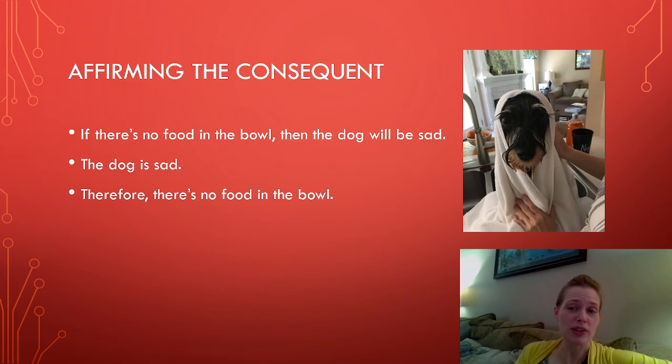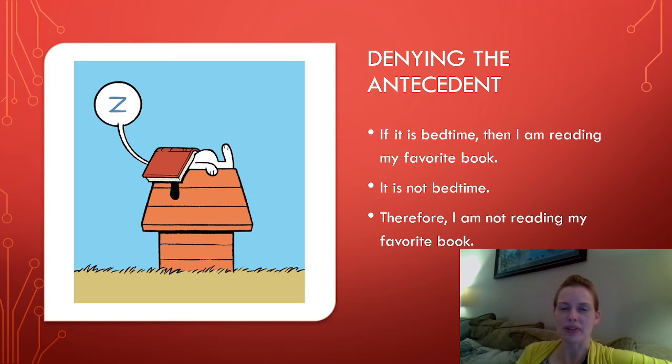In this picture, for example, our own dog, Zelda the Schnauzer, is deeply sad because I have given her a bath. It is her least favorite activity. All right, so when you affirm the consequent, it breaks your validity. Let's look at the second possibility, denying the antecedent.